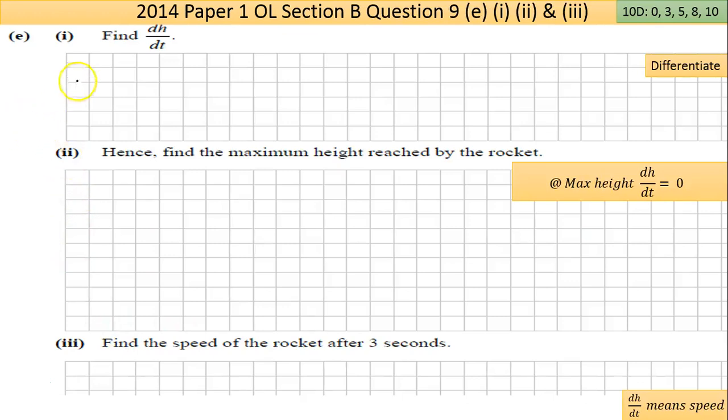Now part E here. First thing it says is find dH/dt. I immediately see that and go, well, we have to differentiate. It may not be as obvious, especially when you just say dy/dx. We'd use dy/dx if our 2 variables were y and x. In this scenario, our variables are h and t, so we use the notation dH/dt.